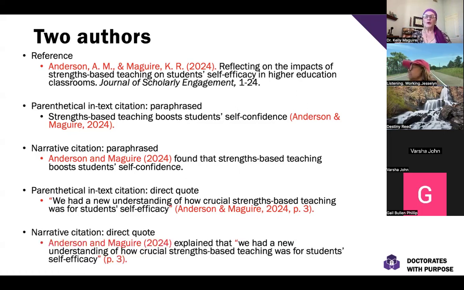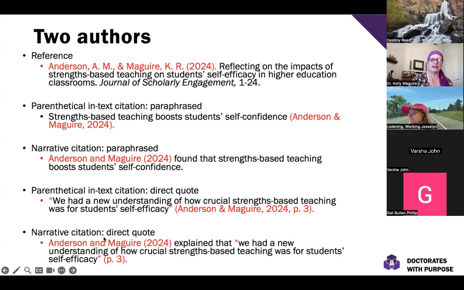Now, if I wanted to work in the author's names, and this is a lot of times a really great way to write, would be to just say like Anderson and McGuire 2024 explained. So you can see again, using the word and spelled out. We've got the quotation around the exact quote, closed it, and then the page number at the end.